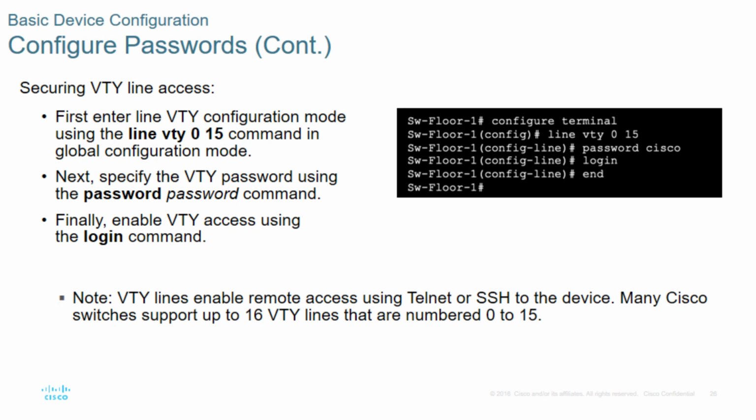So virtual terminal VTY lines enable remote access using telnet or SSH to the device, and many Cisco switches support up to 16 VTY lines that are numbered 0 to 15, because 0 is also included. Okay, so to secure VTY lines, enter the VTY mode using the line vty 0 15 global config command. Then next, specify the VTY password using the password command, right? So lastly, enable VTY access using the login command.